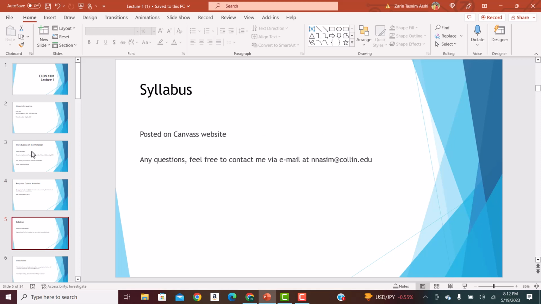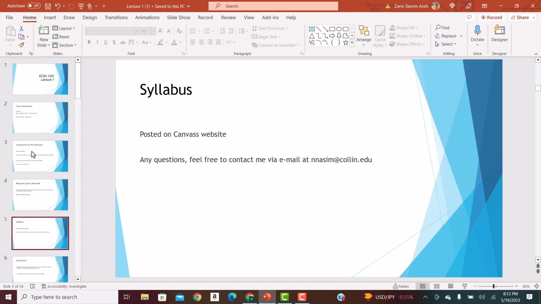The syllabus has been posted on the Canvas website. Please make sure you go and check the syllabus and understand most of the items there. It does talk about what book we are going to cover. It gives you a weekly schedule, which is very, very important because it will give you the deadline when the homeworks are assigned and when the homeworks are due online. You need to submit it online.